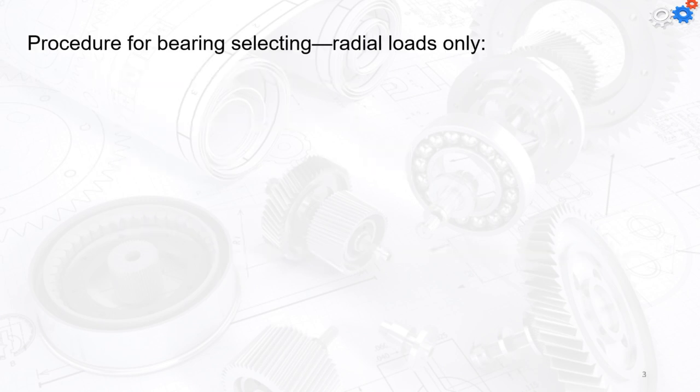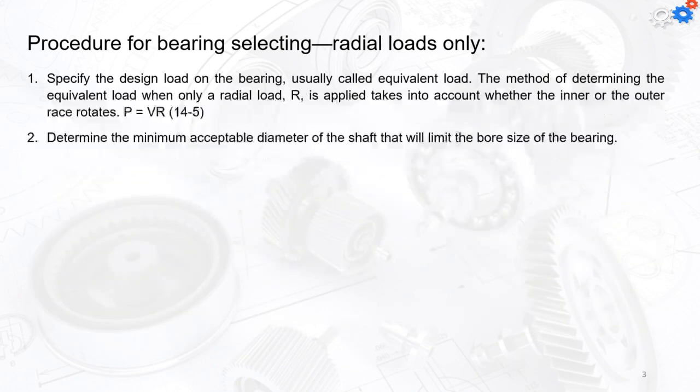So the procedure for the bearing selection, for the radial load only, is as follows. First, specify the design load of the bearing, usually called the equivalent load. The method of determining the equivalent load when only the radial load R is applied will take into account whether the inner or the outer race is rotated. So P is equal to V multiplied by R. Then determine the minimum acceptable diameter of the shaft that will limit the bore size of the bearing.